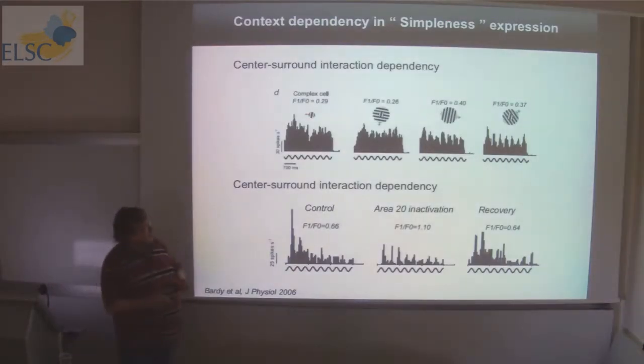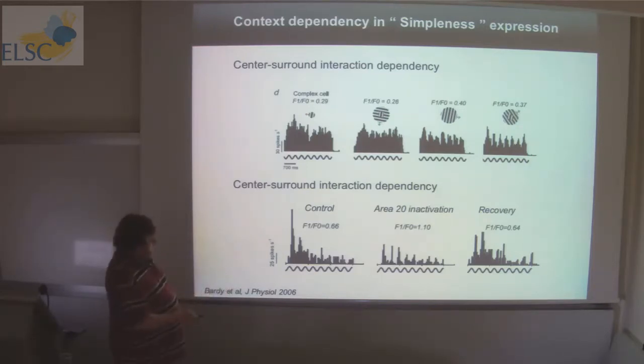If you look in the literature of other people, for instance, Bardy et al. in 2006, they showed that there was a contextual dependency in the expression of simpleness, and they looked at a complex cell where they stimulated the cell with a small patch grating, and then they surrounded the patch grating by a surround with a different orientation, or they made the center and the surround with the same orientation. And you see that depending on the context of the center and the surround, you seem to make the linear behavior more apparent. Okay? I change the context, and the cell which was complex becomes simple.